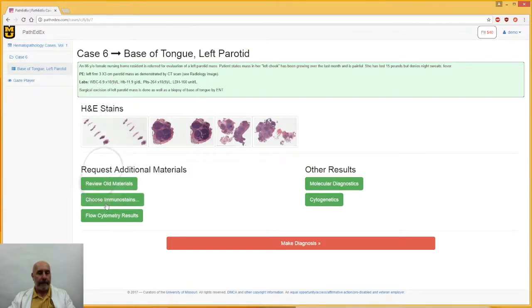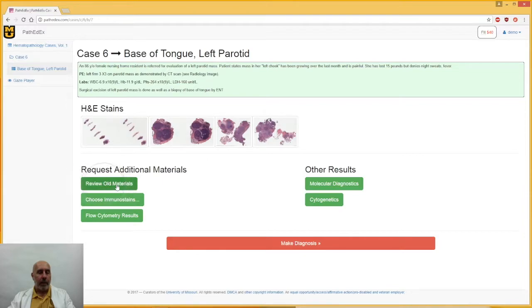And we have all kinds of options for you. We've made this more like a real-life experience, so you can order additional stains. You can look at flow cytometry results, molecular diagnostic results, cytogenetics, or of course look at the H&E stains.